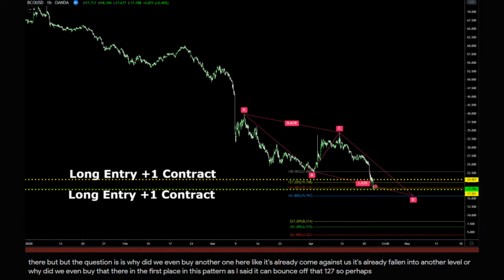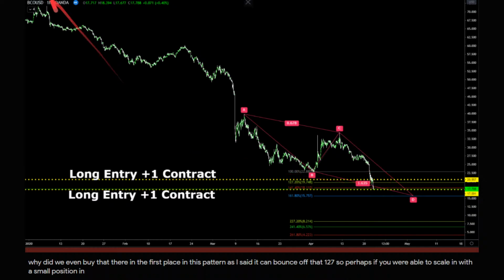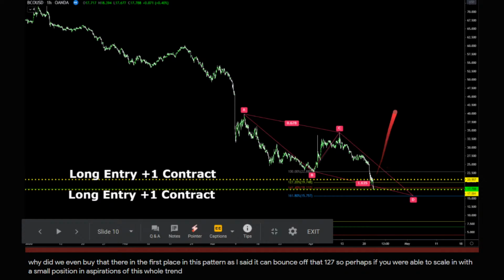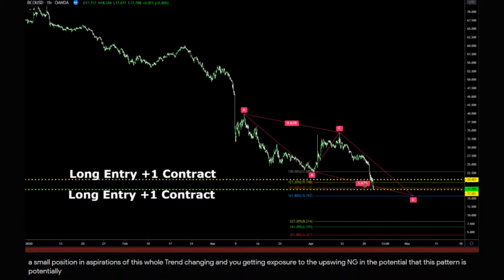So perhaps if you were able to scale in with a small position, in aspirations of this whole trend changing and you getting exposure to the upswing in the potential that this pattern is potentially going to give us, you may want to start small, and instead of going 5 contracts here, you might want to just get one.